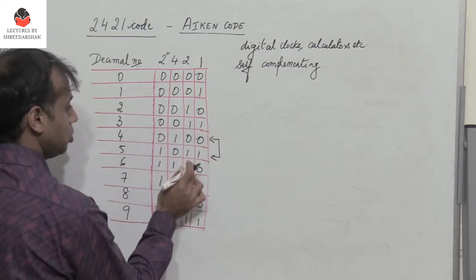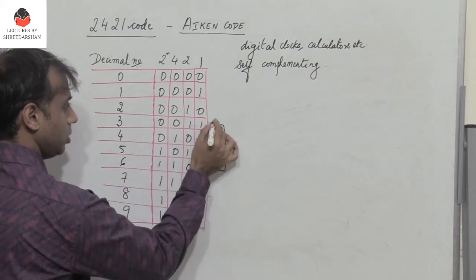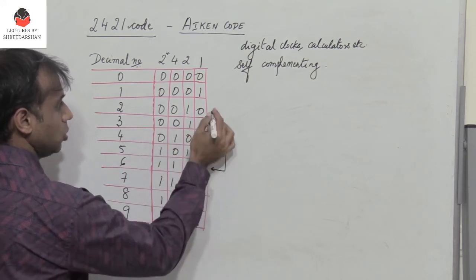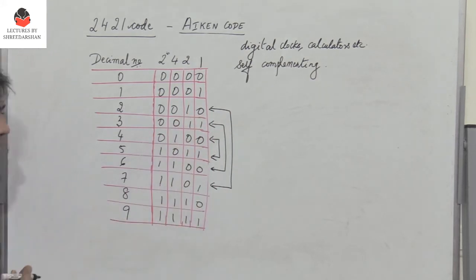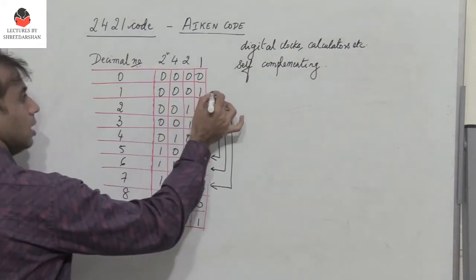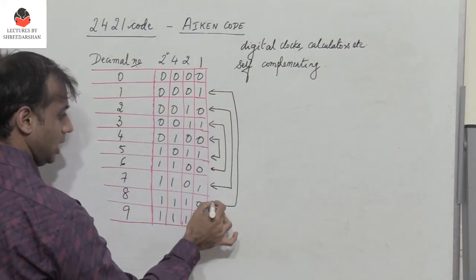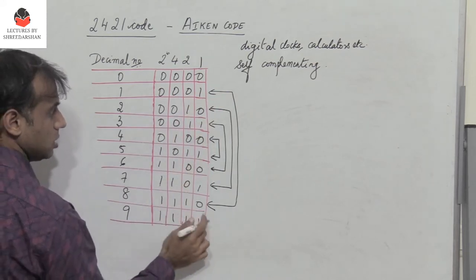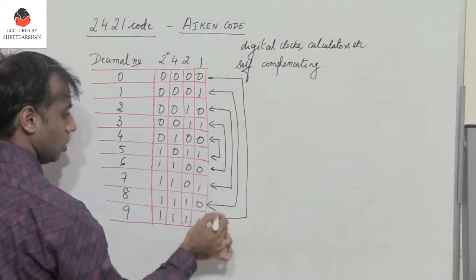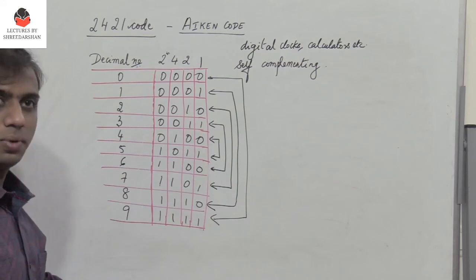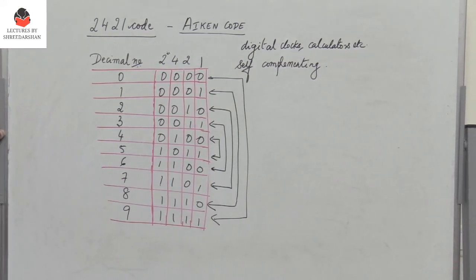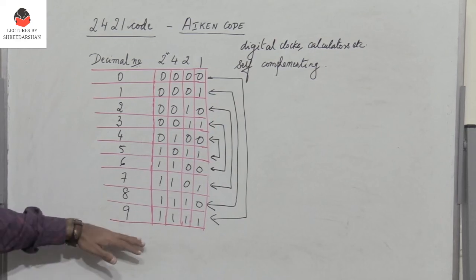Now when I consider 3 and 6, again they are complementary. Here I have 0, 0, 1, 1 and 1, 1, 0, 0. 2 and 7, 0, 0, 1, 0 and 1, 1, 0, 1, again complementary. 1 and 8, 0, 0, 0, 1 and 1, 1, 1, 0, again complementary. And then I have all zeros and all ones. Therefore we observe that the 2421 code is self-complementing or complementary, and this is how we can represent all the decimal digits 0 to 9 in this way.